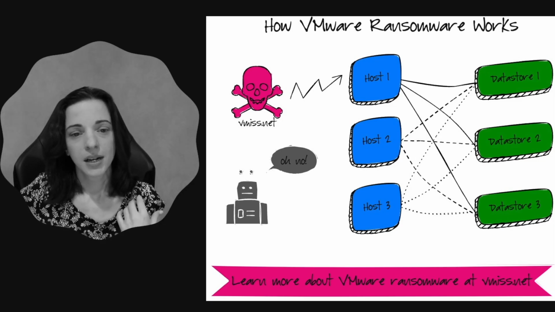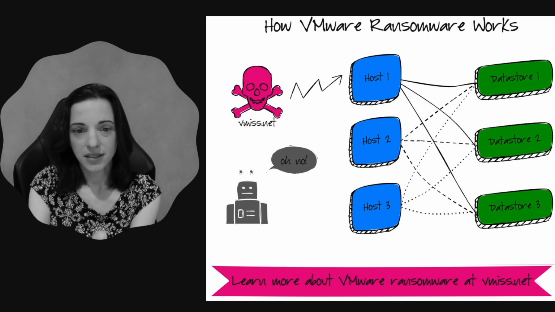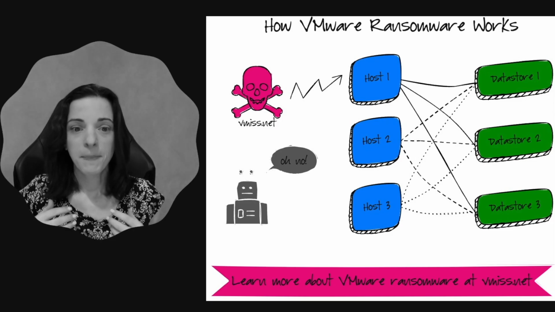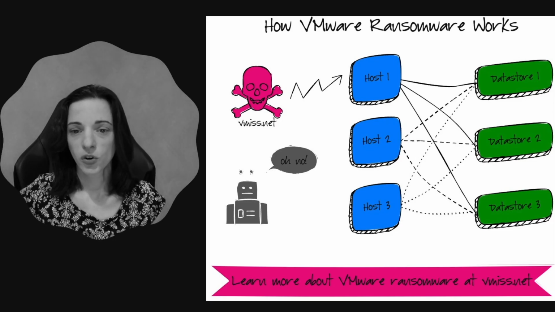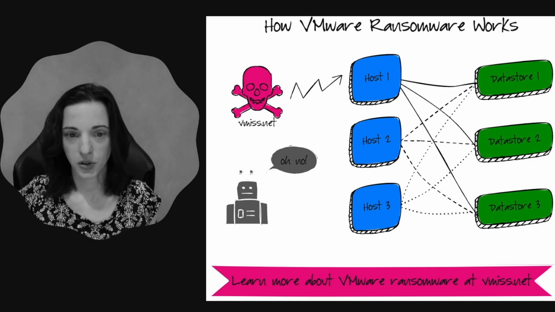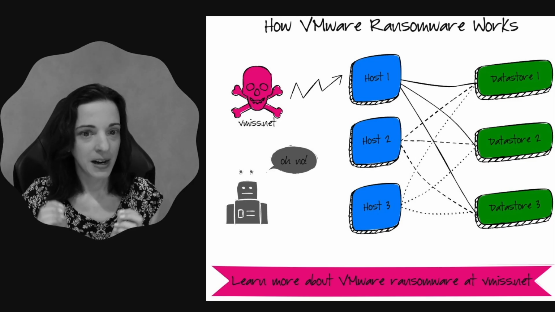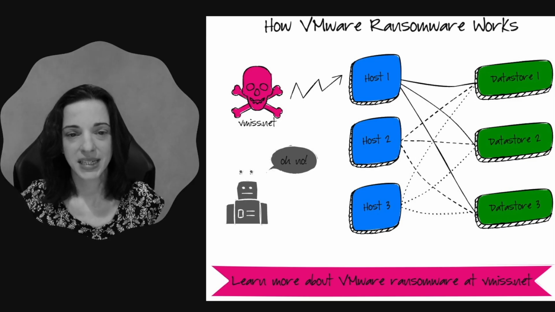An attacker gets access to an ESXi host, and from there, they have access to all the different data stores. Because of that, they can encrypt those virtual machines because those virtual machines are just files on a data store. Now, is there more to it than that? Absolutely, but those are the very, very basics of how VMware ransomware works.